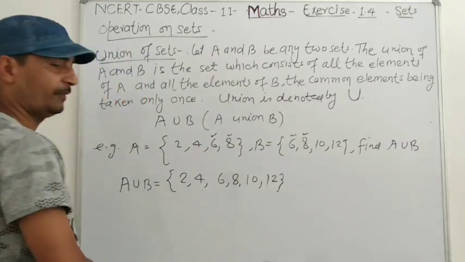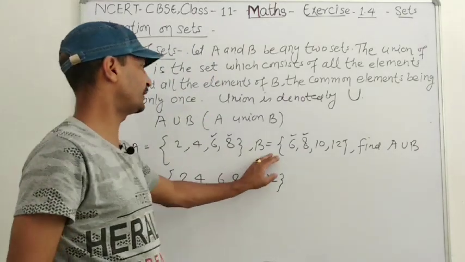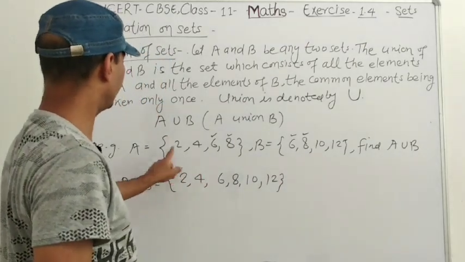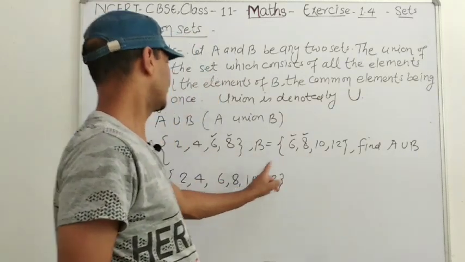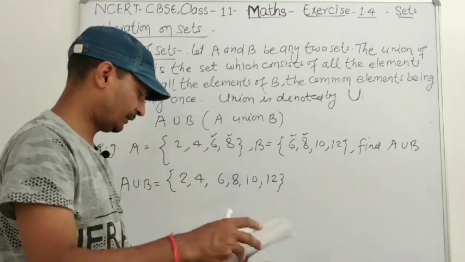So it is very easy. A union B means write all the elements of A, and all the elements of B, nothing should be left out, but repeating elements taken only once. So it is the A union B.